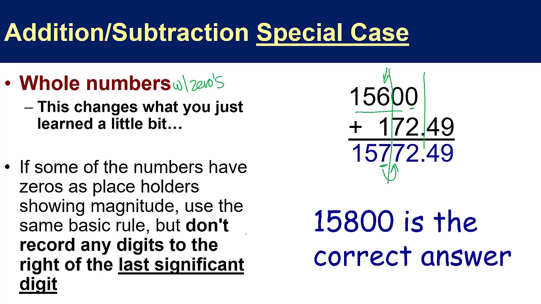So if some of those numbers have zeros as placeholders that are simply showing magnitude, use the same addition and subtraction rule, but find that last significant figure. In this case, the 6 was our estimate, and report your answer to that place and stick the zeros in here to keep the magnitude of the original answer.